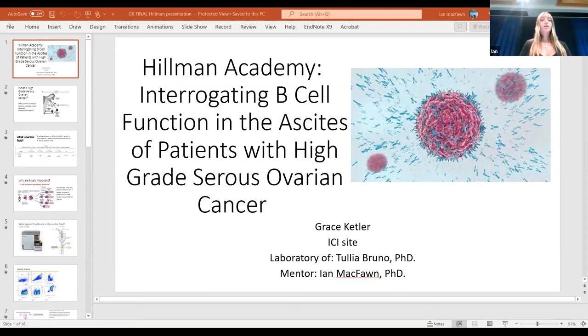And I graphed more than just this one sample on the left. I graphed all of them to see if the results were consistent. And they definitely were, no matter if it was naive or memory B cell. The cells in ascites fluid had much better viability. More were alive as time went on compared to the media.